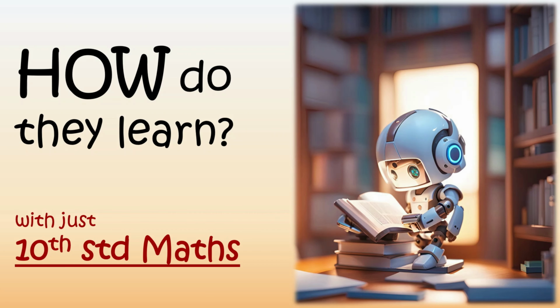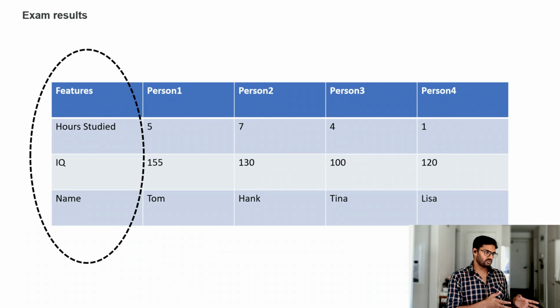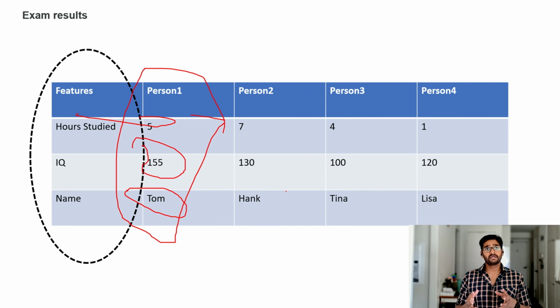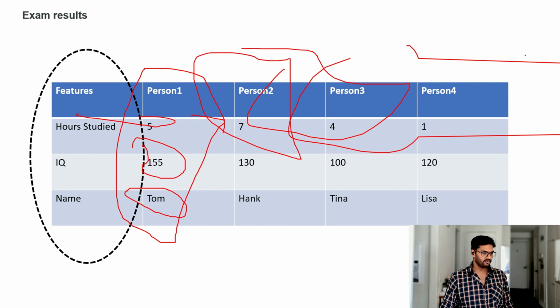So this video is all about understanding the concept. So here's an example. What we want to give these features: the hours studied, the IQ of a person, and the name of a person. And then we also want to understand, if person 1 has studied 5 hours, their IQ is, let's say, 155 and their name is Tom, how much do you think they can score in an exam? And similarly, it will go for person 2, person 3, and of course for person 4.